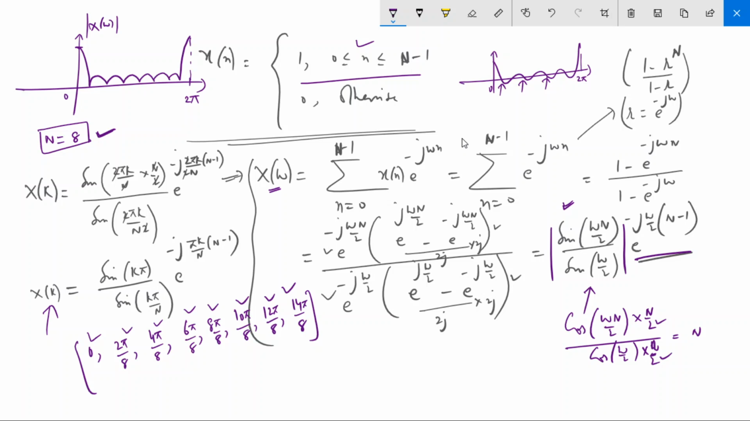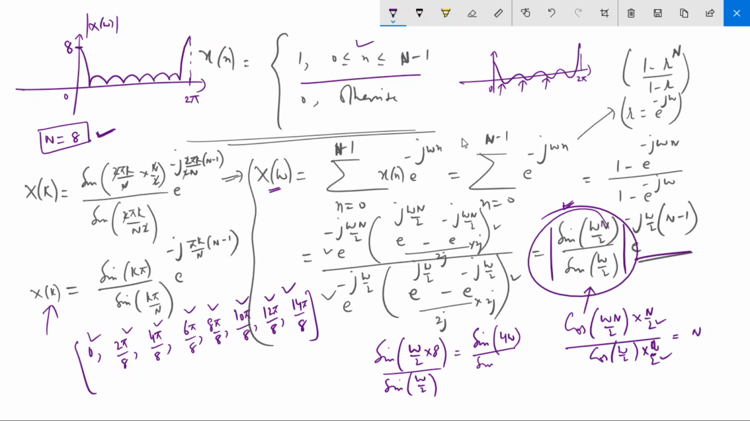At 0 its value will be N, that is in this case 8. Then when you sample it at 2 pi by 8, when omega is 2 pi by 8, what will you get? If N is 8, the function is sine of omega by 2 times N, upon sine of omega by 2. So it is basically sine of 4 omega upon sine of omega by 2 for N equal to 8.